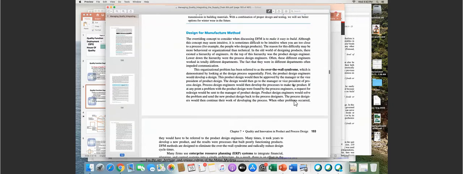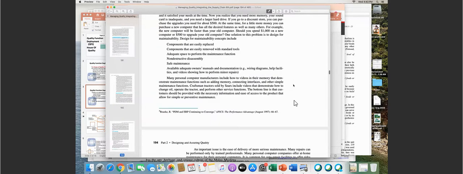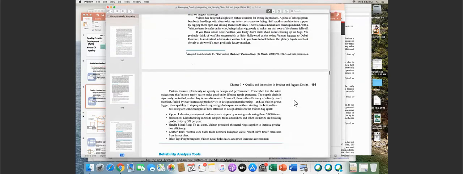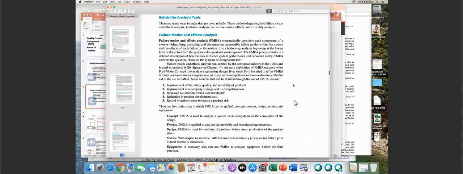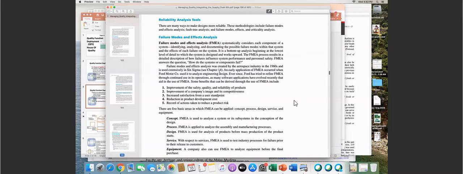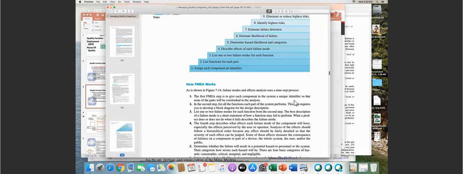We have looked at design for manufacture, design for maintainability, design for reliability. We have looked at it, right? FMEA is just, apa nama dia? You identify the failure modes before it happens, possibly. This is how FMEA works.